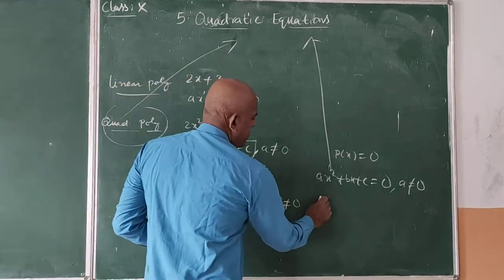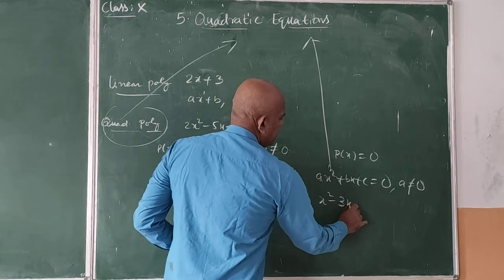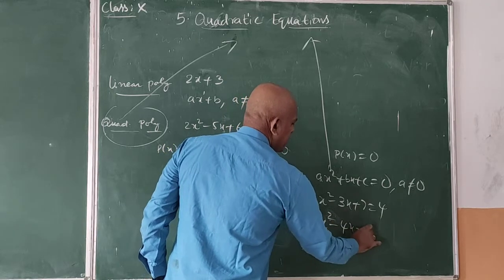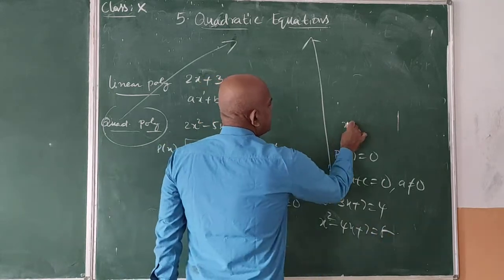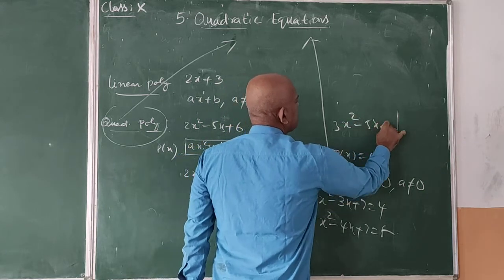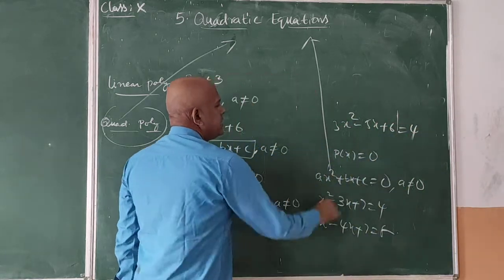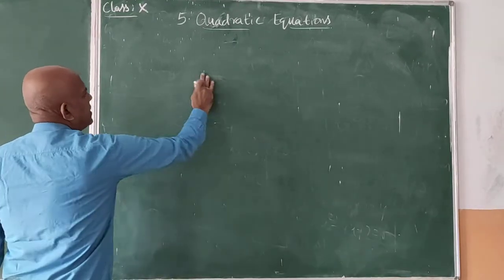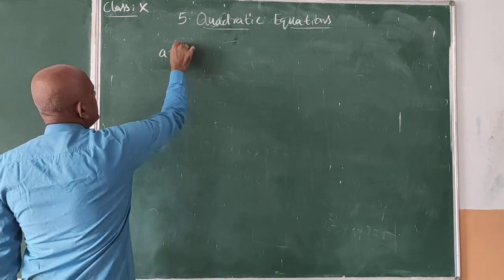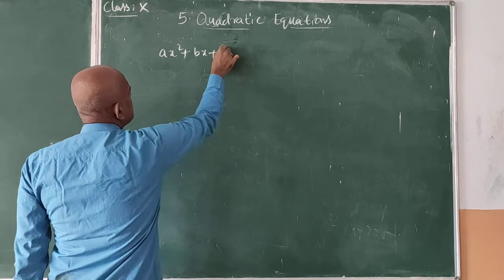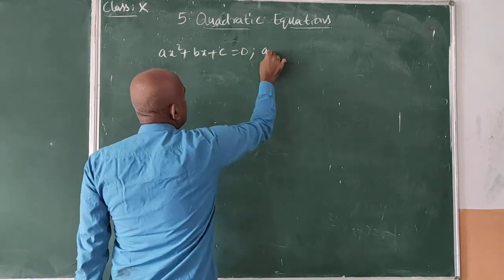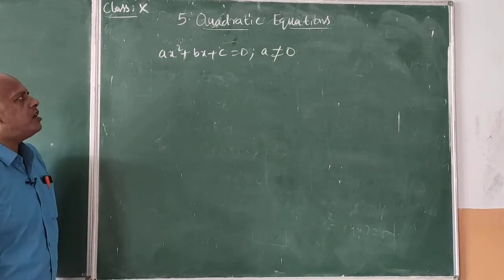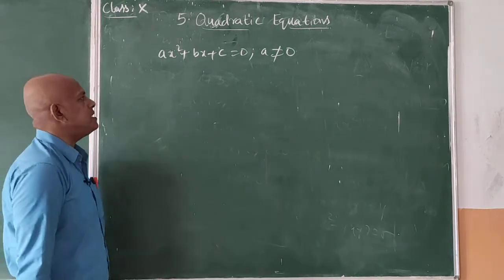We can take many examples. For example, x square minus 3x plus 7 is equal to 4, x square minus 4x plus 7 is equal to 8, or 3x square minus 5x plus 6 is equal to 4. These are the examples of quadratic equations. Okay, so as we learned, the general form of quadratic equation is ax square plus bx plus c is equal to 0, where a is not equal to 0. Just we have learned about some examples of quadratic equation.